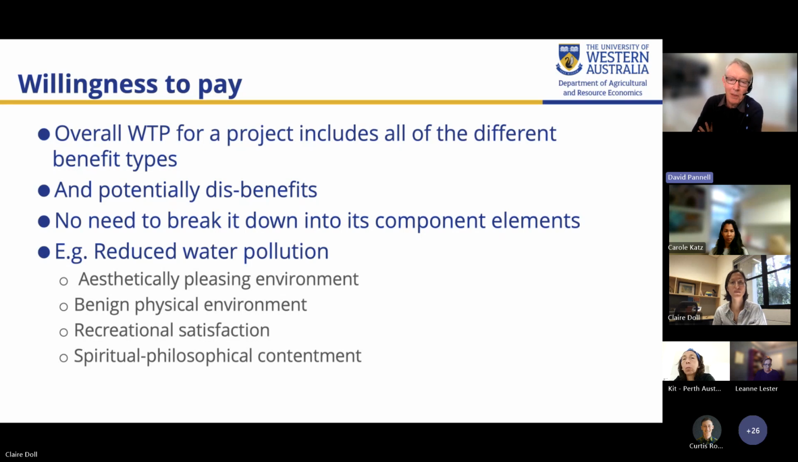In many cases, when we're doing a benefit cost analysis to evaluate a project, we don't need to break the benefits down into their component elements. So, for example, if a project is reducing water pollution, we might anticipate that there are benefits related to the aesthetics of the environment, having a benign physical environment that's not damaging people's health, recreational satisfaction of people who can recreate by that water body, maybe some spiritual, philosophical contentment, maybe happiness that biodiversity is being enhanced by the reduction in pollution, and so on. There could be a variety of different things.